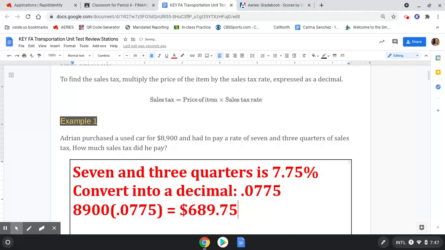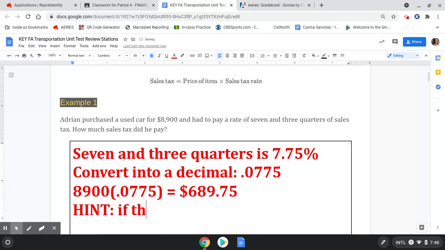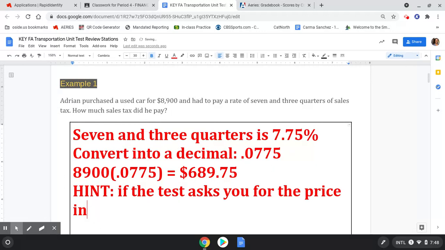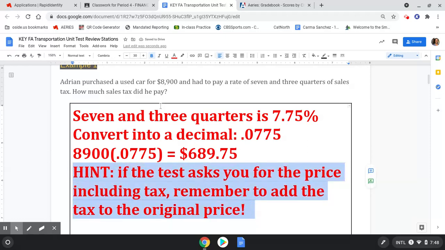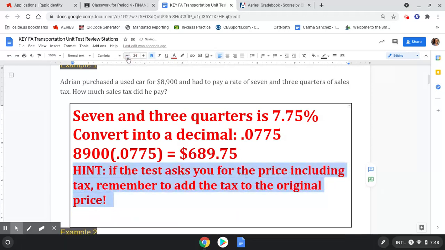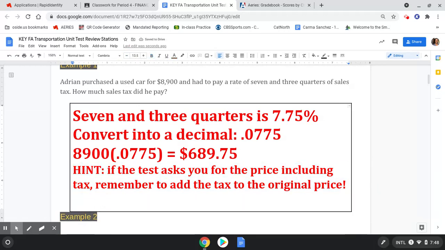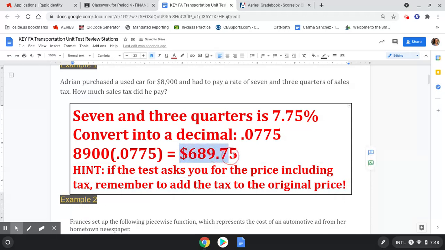Now remember that if they ask you on the test for the tax, you're done. If the test asks you for the new price, the price including tax, remember to add the tax to the original price. Okay, so what did people do wrong? The last quiz that we did on this, they forgot to do that final addition if it was asking you for a new price. So that's your hint. If they're just asking you for the tax, like in this one, you're done.